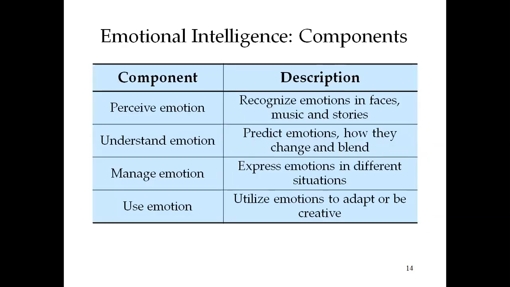So according to his emotional intelligence, there are four components, right? Perceive emotions: recognizing faces and stories and understanding them. Understand emotions: how they change and blend. Manage emotions: express emotion in different situations. And use emotions: utilize emotions to adapt or be creative, that means doing it creatively.